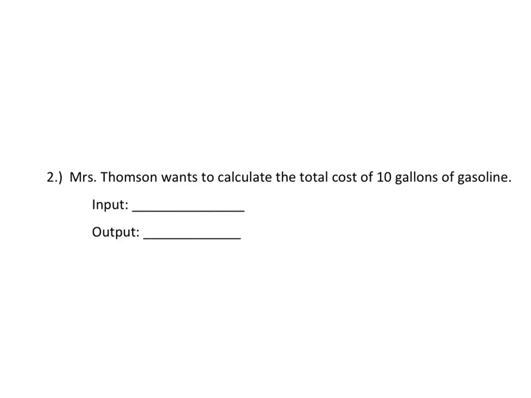For number 2, Mrs. Thompson wants to calculate the total cost of 10 gallons of gasoline. Her input would be the price or the cost of 1 gallon of gasoline. Then, since she's trying to figure out the total cost, that would be the output, the total cost of 10 gallons of gasoline.